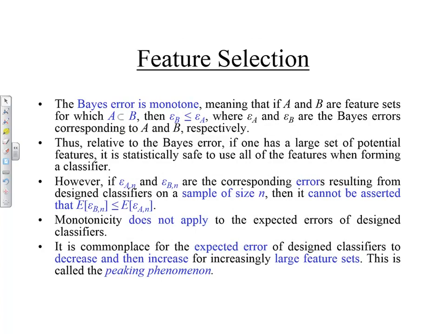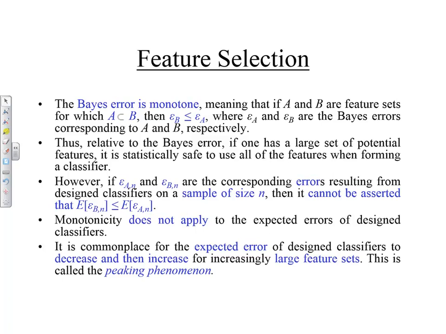So now we come to the topic of feature selection. Now it turns out that the Bayes error is monotone. That means if you increase the number of features, you are going to decrease the Bayes error. So in theory, you're going to do better. The error of the best classifier is going to go down if you increase the number of features. But the problem is we have to live with classifiers that are designed based on the sample data. For those, the error is not going to keep on decreasing if you just add more variables.